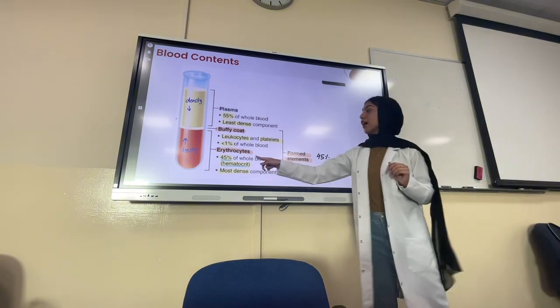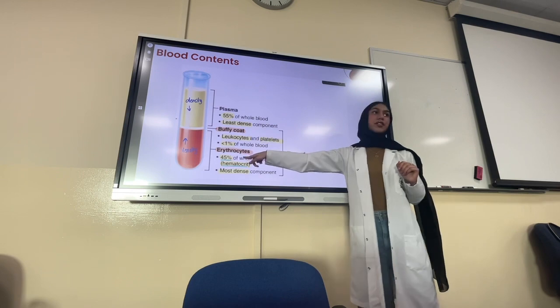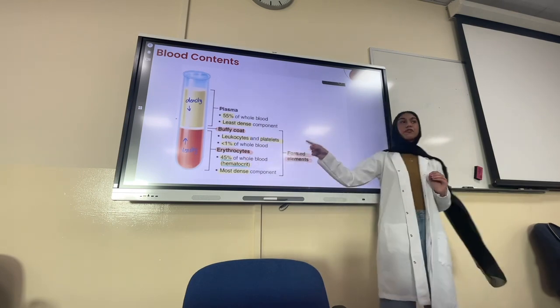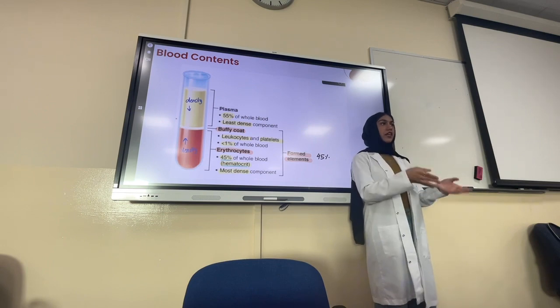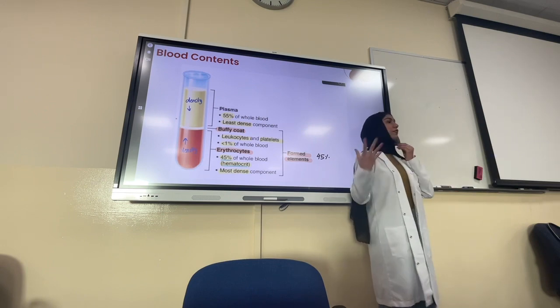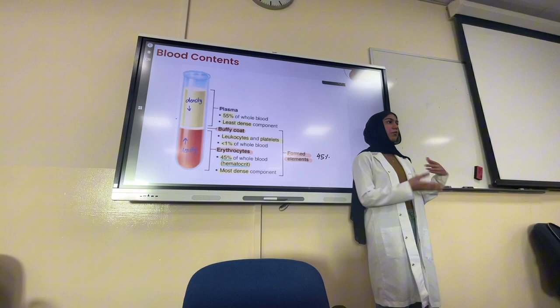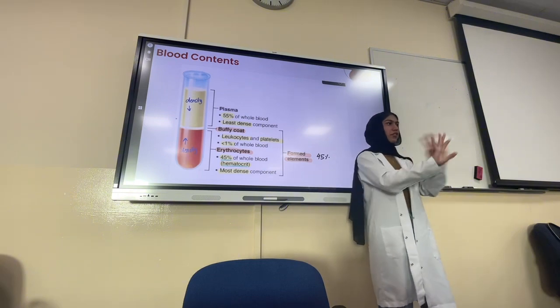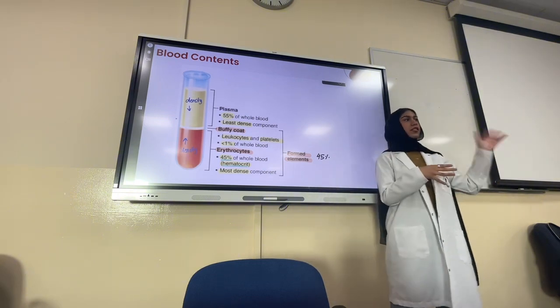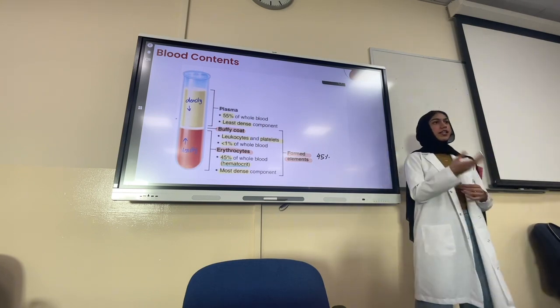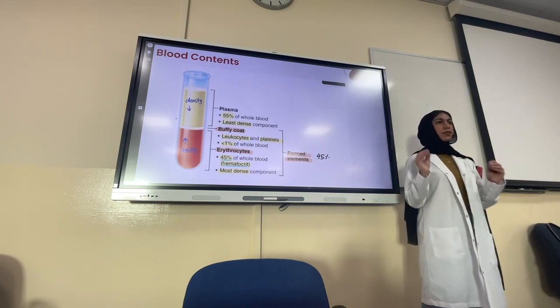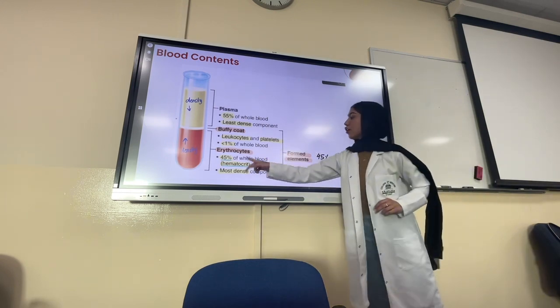Okay. Then we have the erythrocytes. Erythrocytes are going to form what percentage? 45%. That's a generalized value that we're going to memorize. Of course, it varies from male to female. So maybe male is 47%. Not really important. But females is a bit less. I think I have it in the slides as to why, but it has something to do with the hormones.